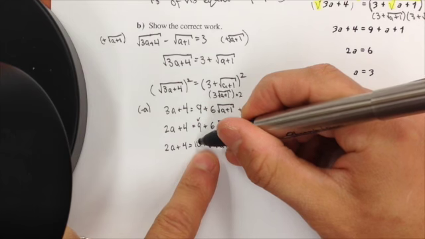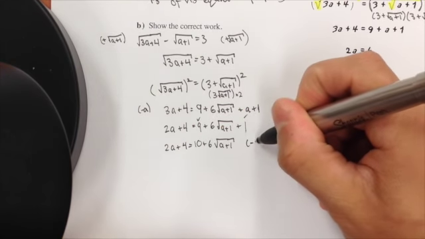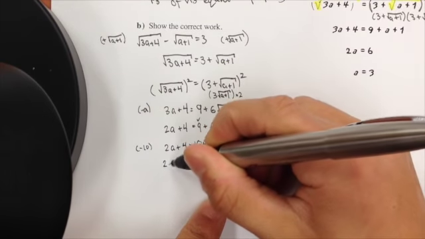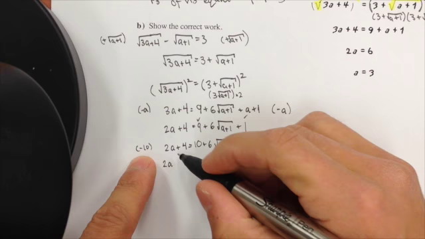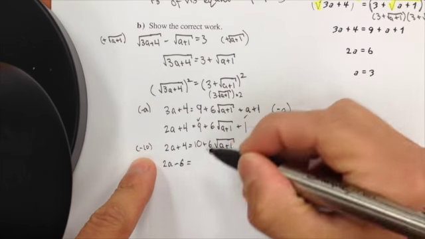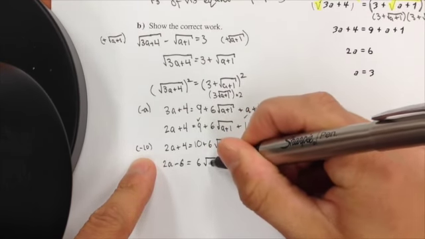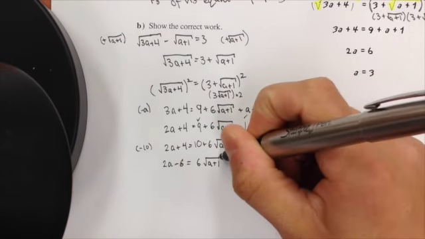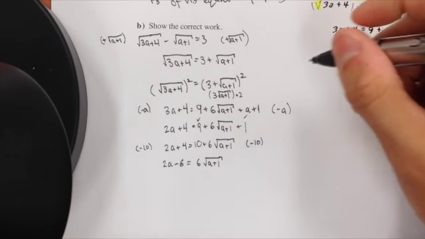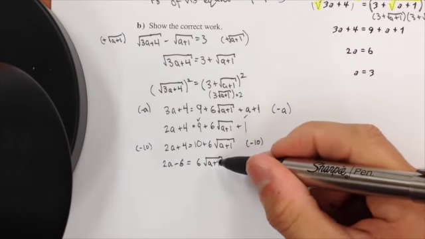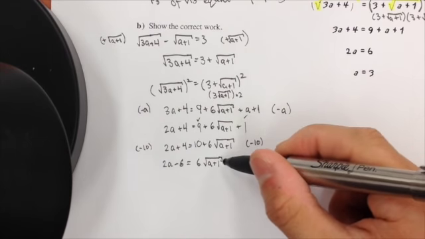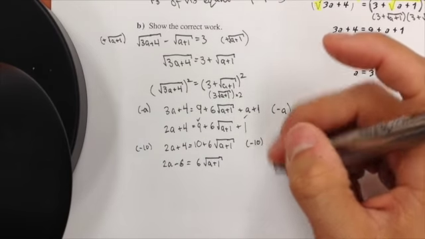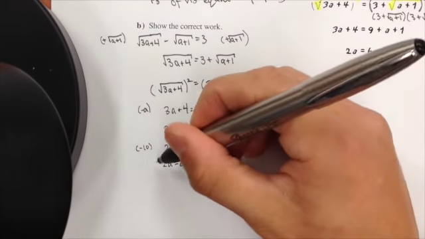Now I'm going to get rid of this 10 on this side, so I'm going to subtract this 10 on both sides. So now I'll be left with 2a. Negative 10 plus 4 will be negative 6, and I'll be left with 6 radical a plus 1. Now what we need to do is break down this radical term here, 6 radical a plus 1. In order to do this, I am going to square both sides again.